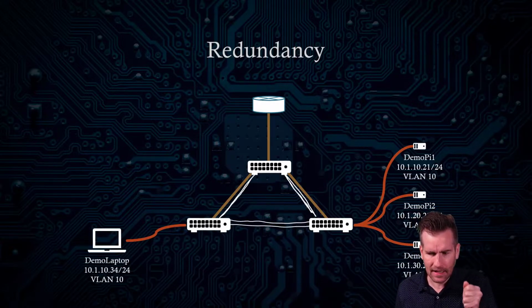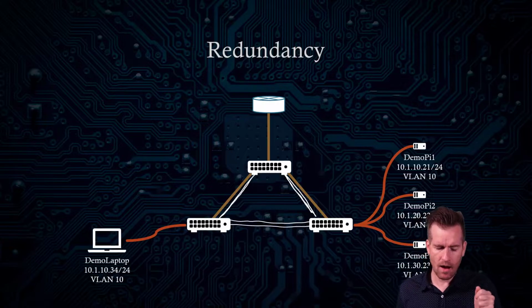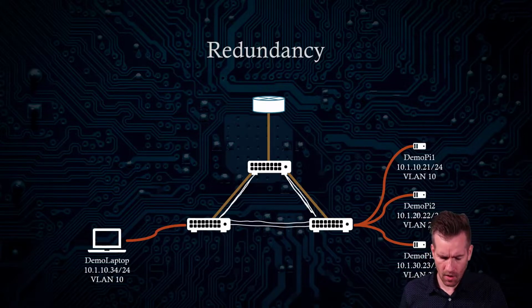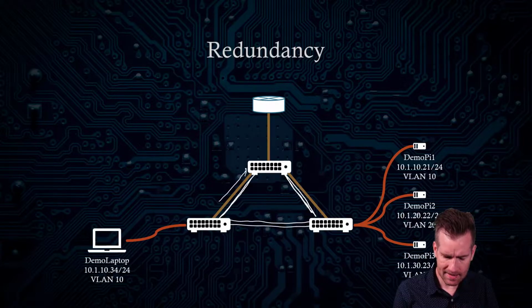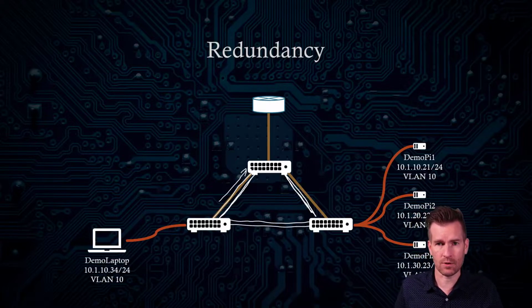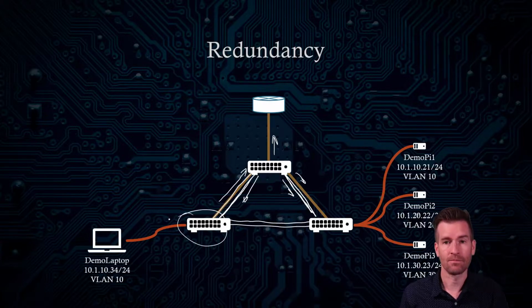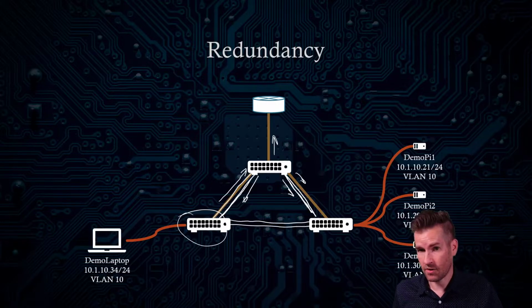But the problem that happens here is when you have redundancy, a broadcast is sent out all ports except for the port that it comes in on. So for example, between switch 2 and switch 1, if a broadcast comes in on this link right here, switch 1 is going to then send it out all other links, to include the one that goes back to switch 2.